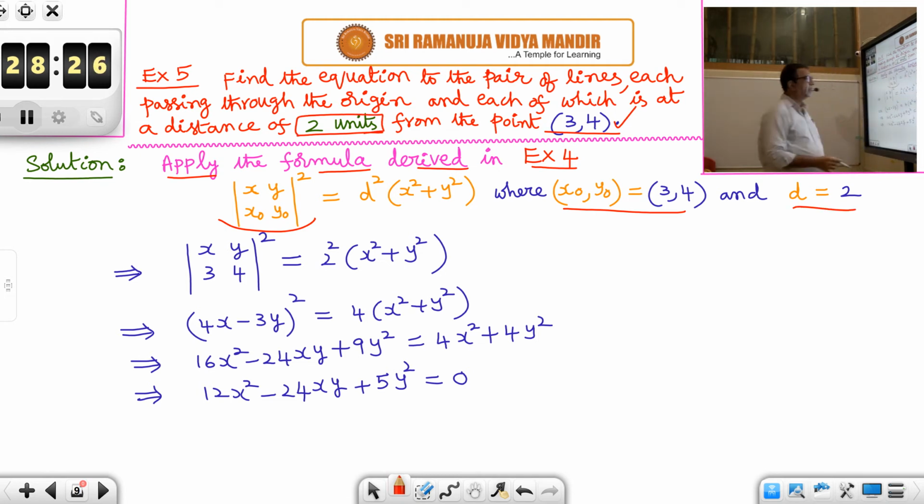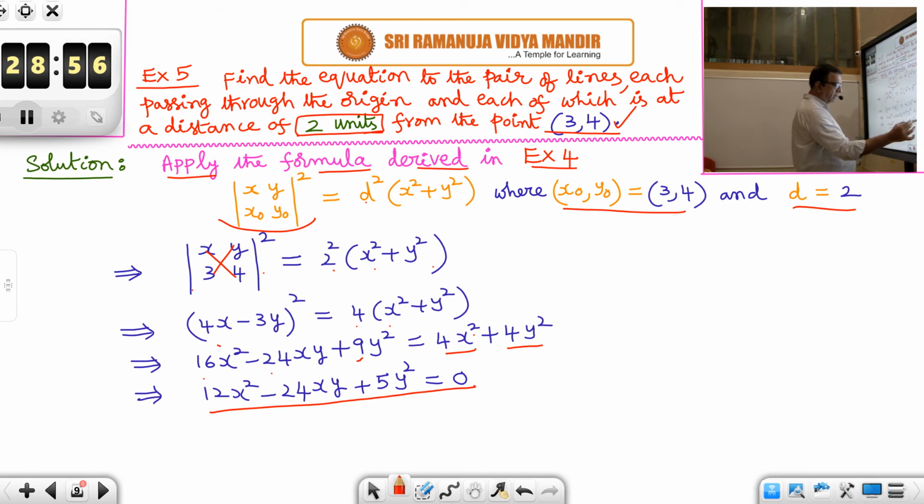Put them there. The determinant of x, y, 3, 4 whole square equals d square, 2 square, into x square plus y square. If you expand the determinant, (4x minus 3y) whole square is equal to 4 into (x square plus y square). To simplify, 16x square minus 24xy plus 9y square on the left side, right side 4x square plus 4y square. So bring the right side quantities also to the left side, and you will get the equation 12x square minus 24xy plus 5y square equal to 0. Just a simple application of the previous formula, which is a very simple formula.